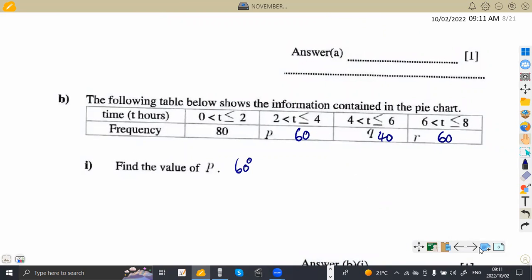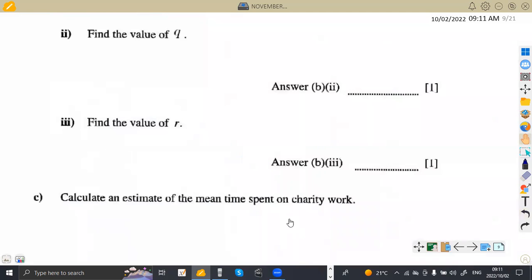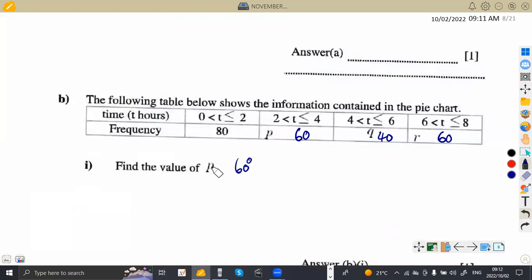Okay, so anyways, let's see the other part now. So it was find the value of P, Q, R. So these ones are there. Then calculate and estimate the mean time spent on charity work. Okay, so what is the mean? Guys, whenever you're dealing with the mean, the first thing you're supposed to think of, this is grouped information, the one that you're given here. From 0 to 2, this is grouped from this class to this class.